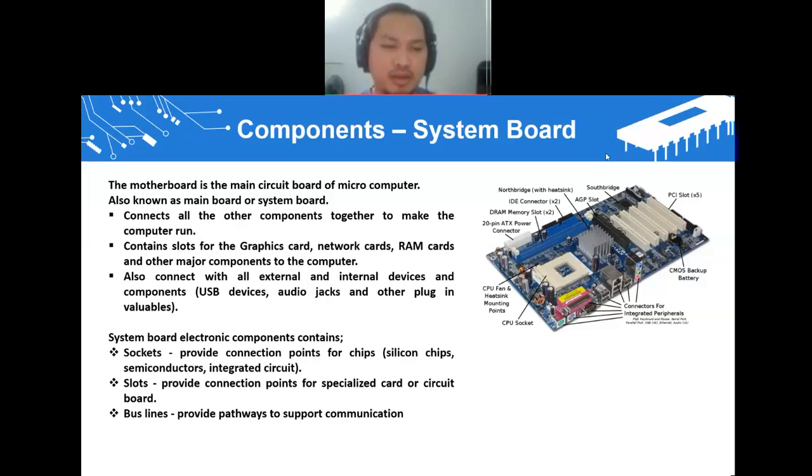variables. Usually for the system board, there are electronic components. We also have an electronic component containing a socket, which provides a connection point for a chip, which we also call a silicon chip, semiconductor, or integrated circuit. The next electronic component in the system board is a slot, which provides a connection point for a specialized card or circuit board. And the last one is the bus line, which usually provides a pathway to support communication.